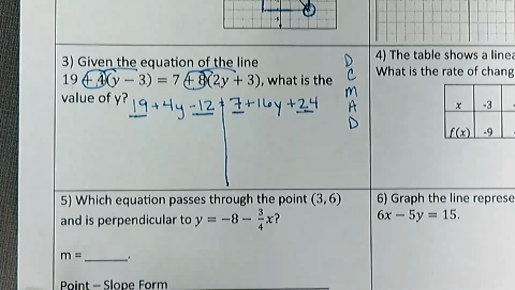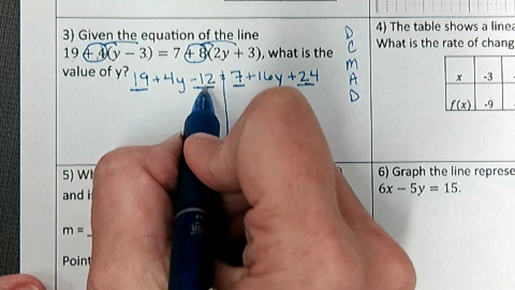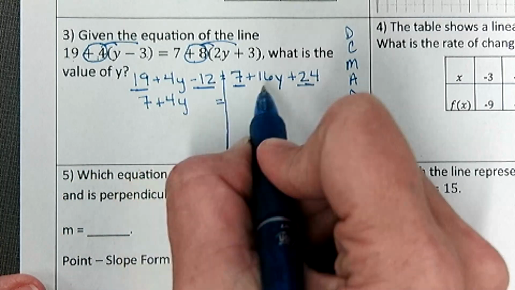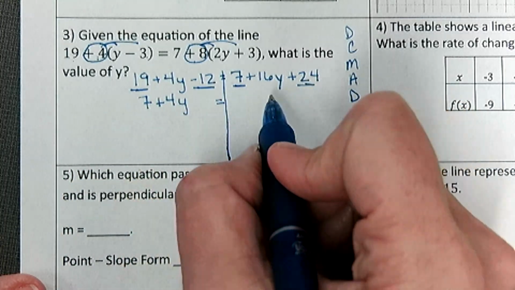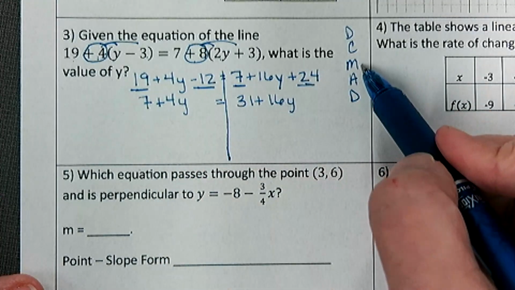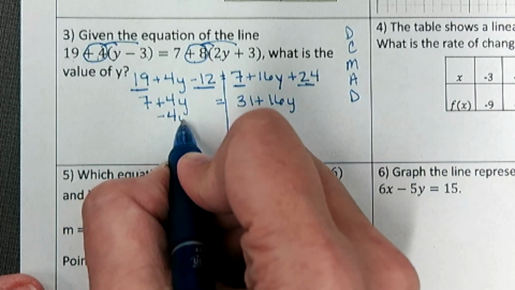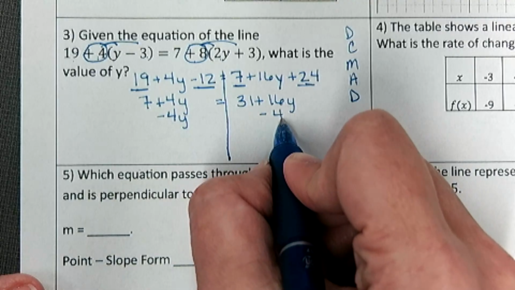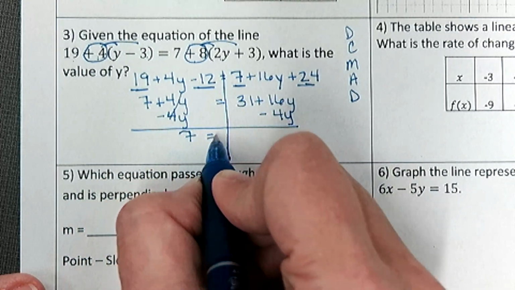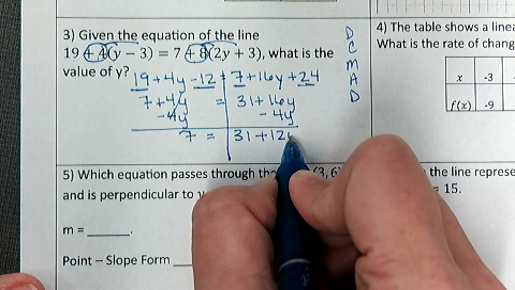We do not do the inverse operation when we do this. We simply need to put them together. So 19 minus 12 is 7. Bring down my plus 4y. 7 and 24 is 31 plus 16y. Move your variables to one side. If you can move the smaller, do so. This is a positive 4y, so I need to subtract it. 7 equals 31. 16y minus 4y is a positive 12y.